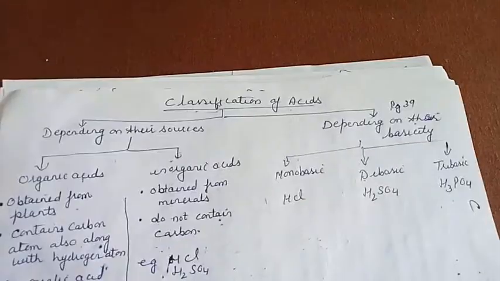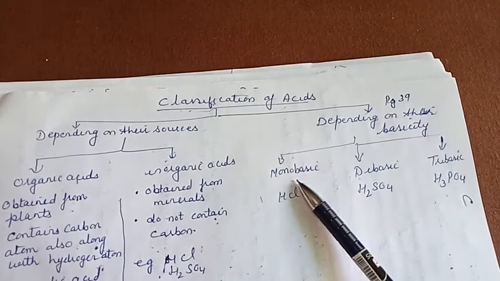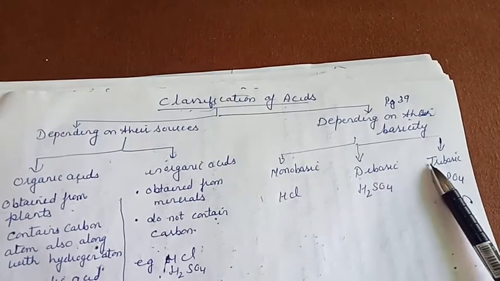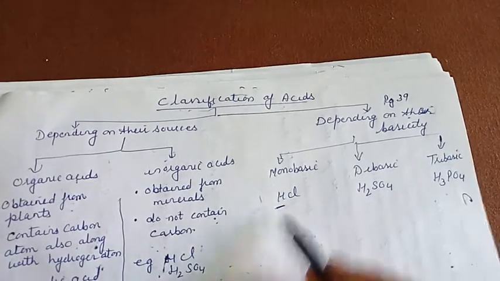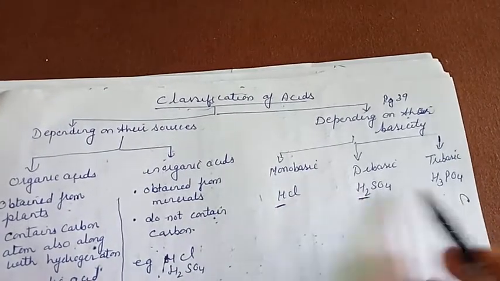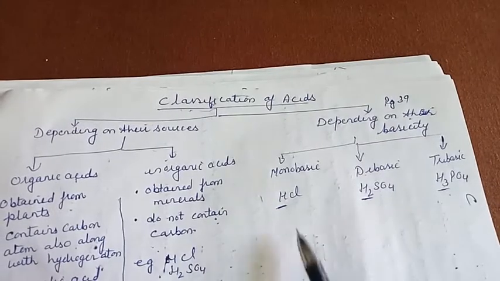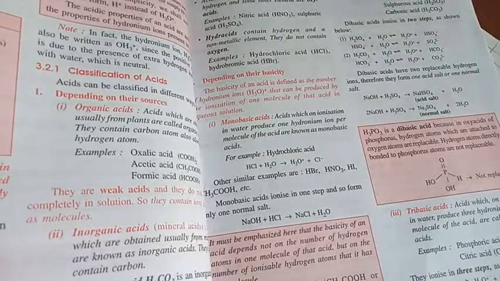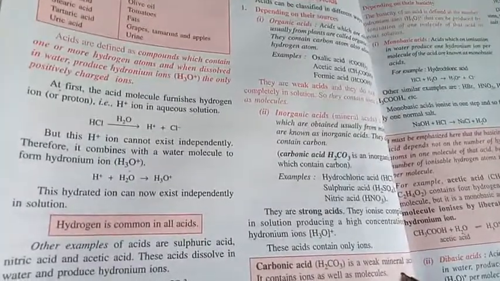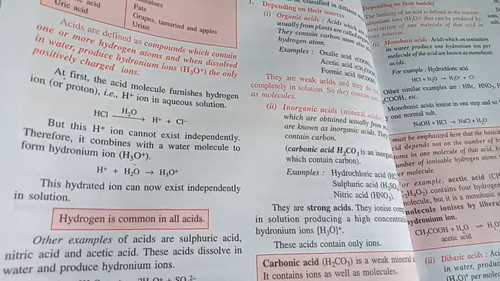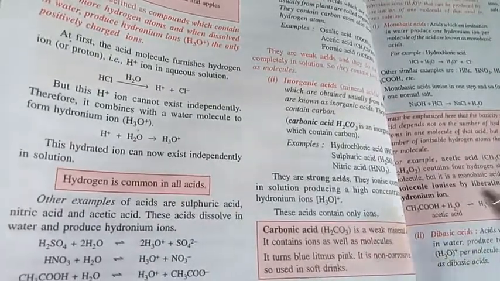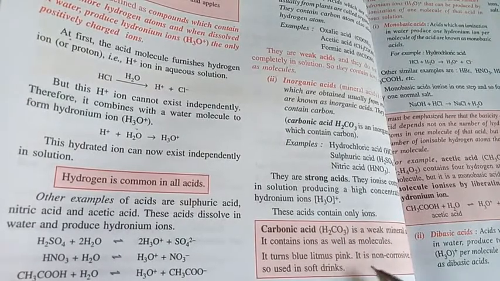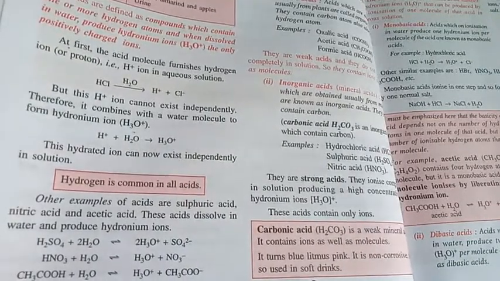Now, depending upon the basicity, three types of acids are there: monobasic, dibasic, tribasic. Monobasic has one hydrogen ion, dibasic has two, and tribasic has three: HCl, sulfuric acid and phosphoric acid. You can see these examples on page number 39 also. I said carbonic acid is a weak mineral acid. It contains ions as well as molecules. It turns blue litmus pink. It is non-corrosive and used in soft drinks.